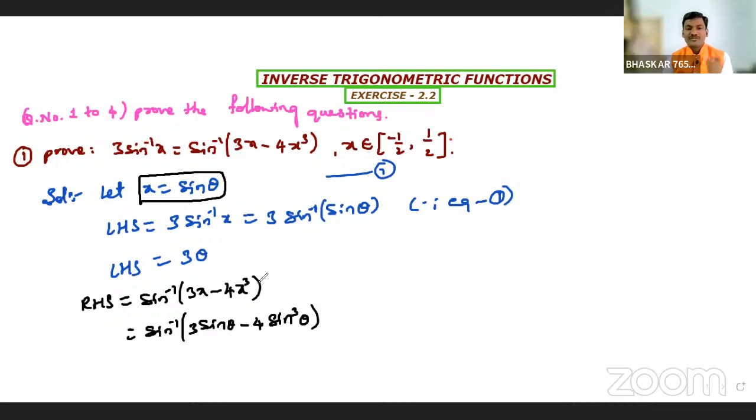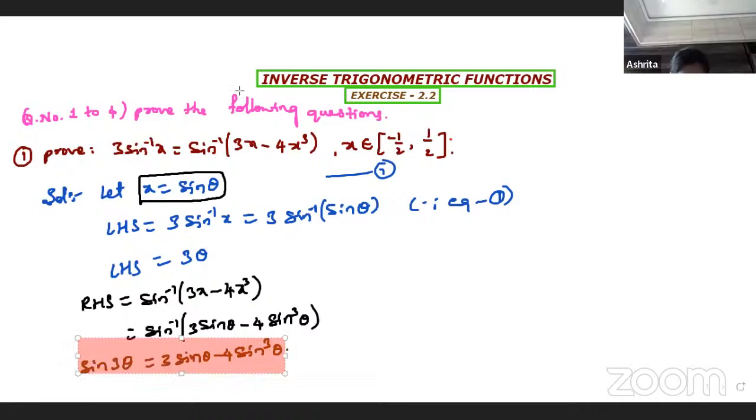Here we have a formula. Sine 3 theta is equal to 3 sine theta minus 4 sine cube theta. What is the sine 3 theta formula? Sine 3 theta is equal to 3 sine theta minus 4 sine cube theta. Once again, sine 3 theta is equal to 3 sine theta minus 4 sine cube theta.